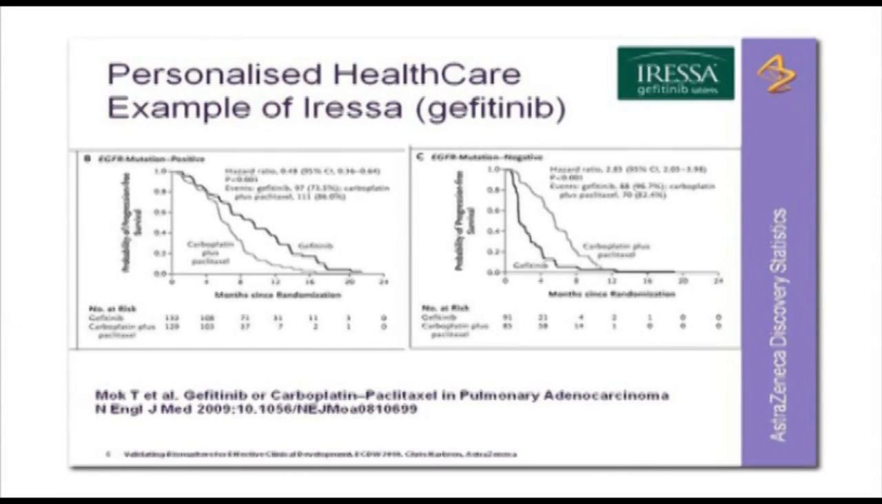So just as an example of this, this is the AstraZeneca drug for lung cancer, Iressa, or gefitinib. And I think this really shows a very clear example of personalised healthcare in practice. What we have here are the survival curves, survival against time. We have gefitinib from the clinical trial in the dark line, and the lighter coloured line is the comparator, the standard of care treatment.